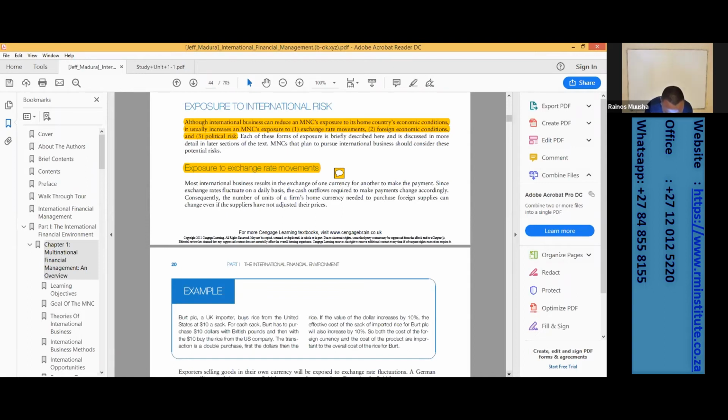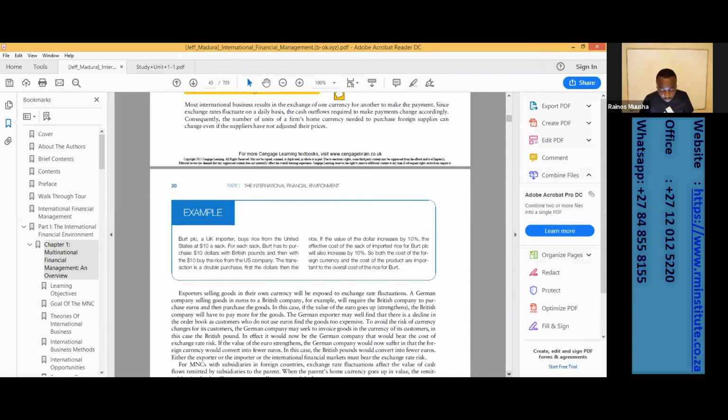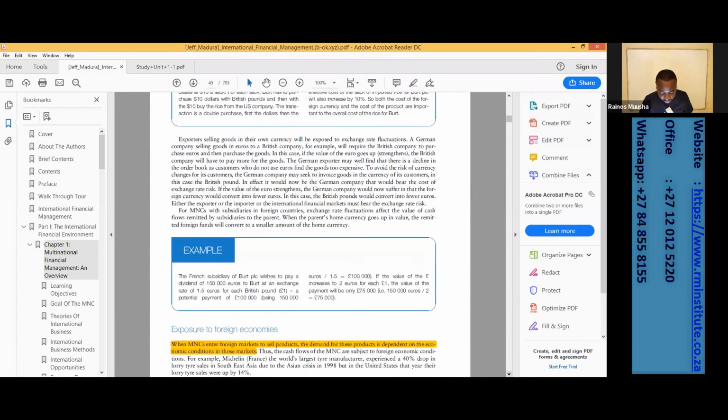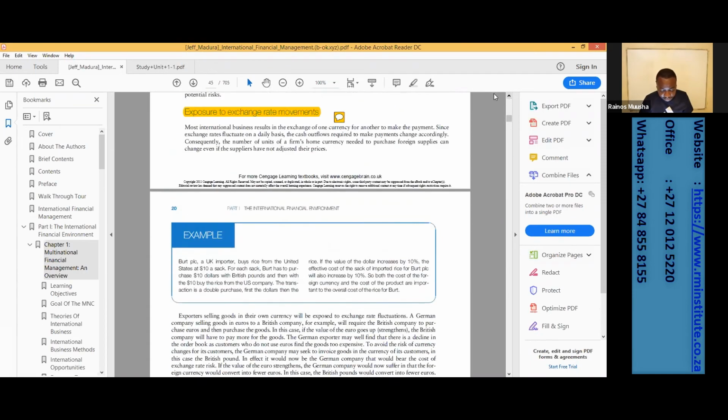One exposure that they're discussing here is the exposure to international exchange rate movements, where movements in exchange rate can end up affecting the value of their investment. A typical example would be the case of Barclays Bank. Remember, Barclays Bank established their operations in South Africa. I think it was around 2005, 2006, somewhere there.